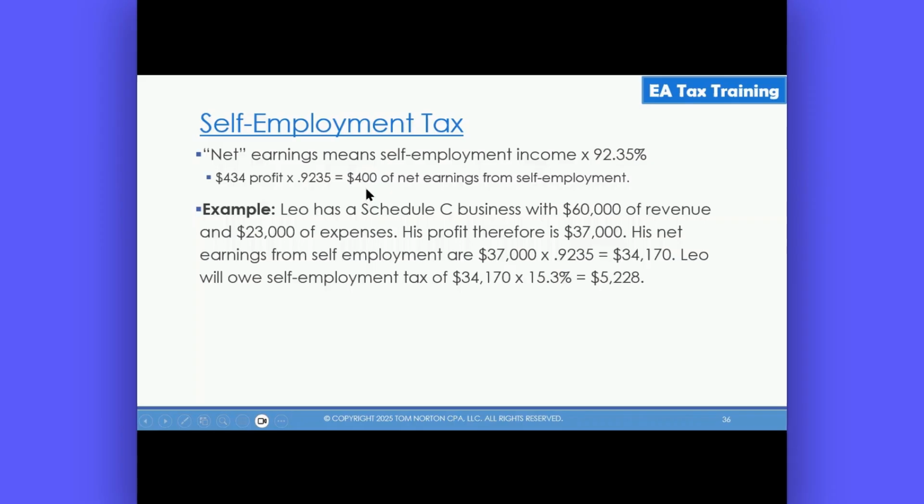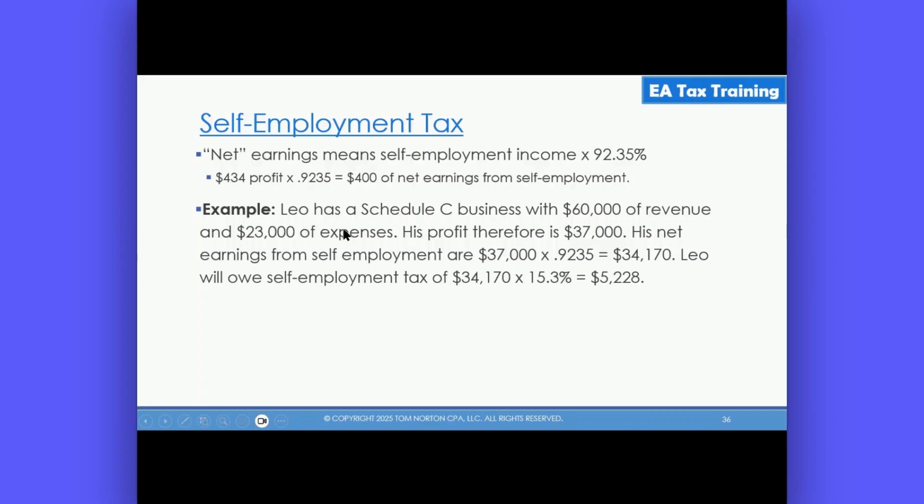Well, what that means is if you have self-employment income of $434, you multiply that by 0.9235, that leaves you with $400 of net earnings from self-employment, and you have to pay the self-employment tax. So essentially, if you have self-employment income before applying this 92.35% of $434 or more, that will leave you with $400 or more of net earnings from self-employment, and you will have to pay the SE tax. So let's look at an example.